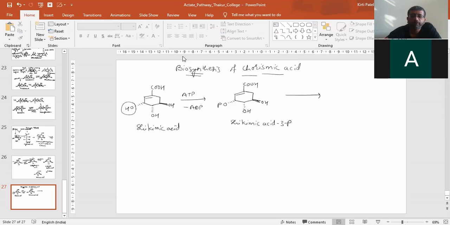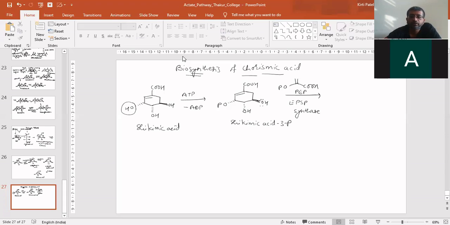One more phosphoenol pyruvate will get added on to this. This is the phosphoenol pyruvate molecule, in presence of EPSP synthase enzyme. This is a very important enzyme for plants in Shikimate pathway. If this is not present, then the process will not proceed further, and if the process does not proceed, the compounds of the Shikimate pathway will not be formed. So here what happens, we will have this hydroxyl group.